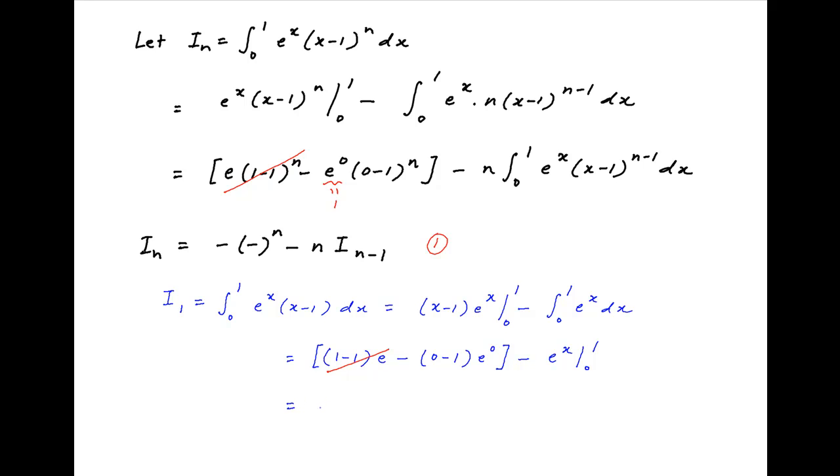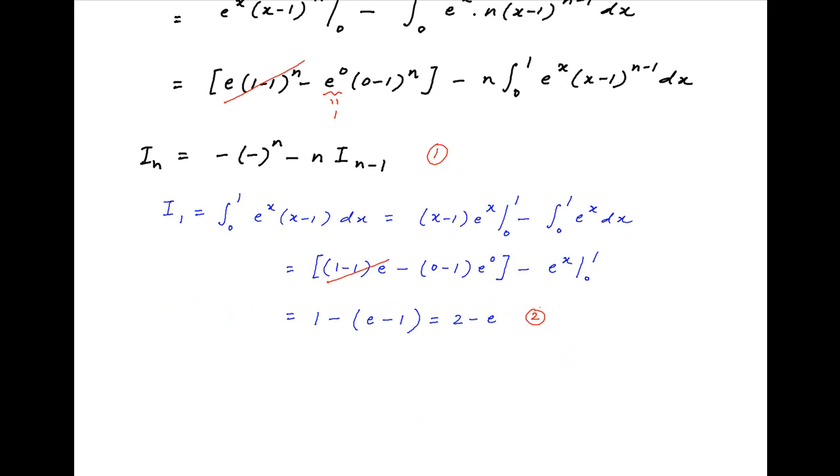Therefore, the value of I_1 simplifies to 1 minus (e - 1), which is equal to 2 - e. Let's call this result 2.